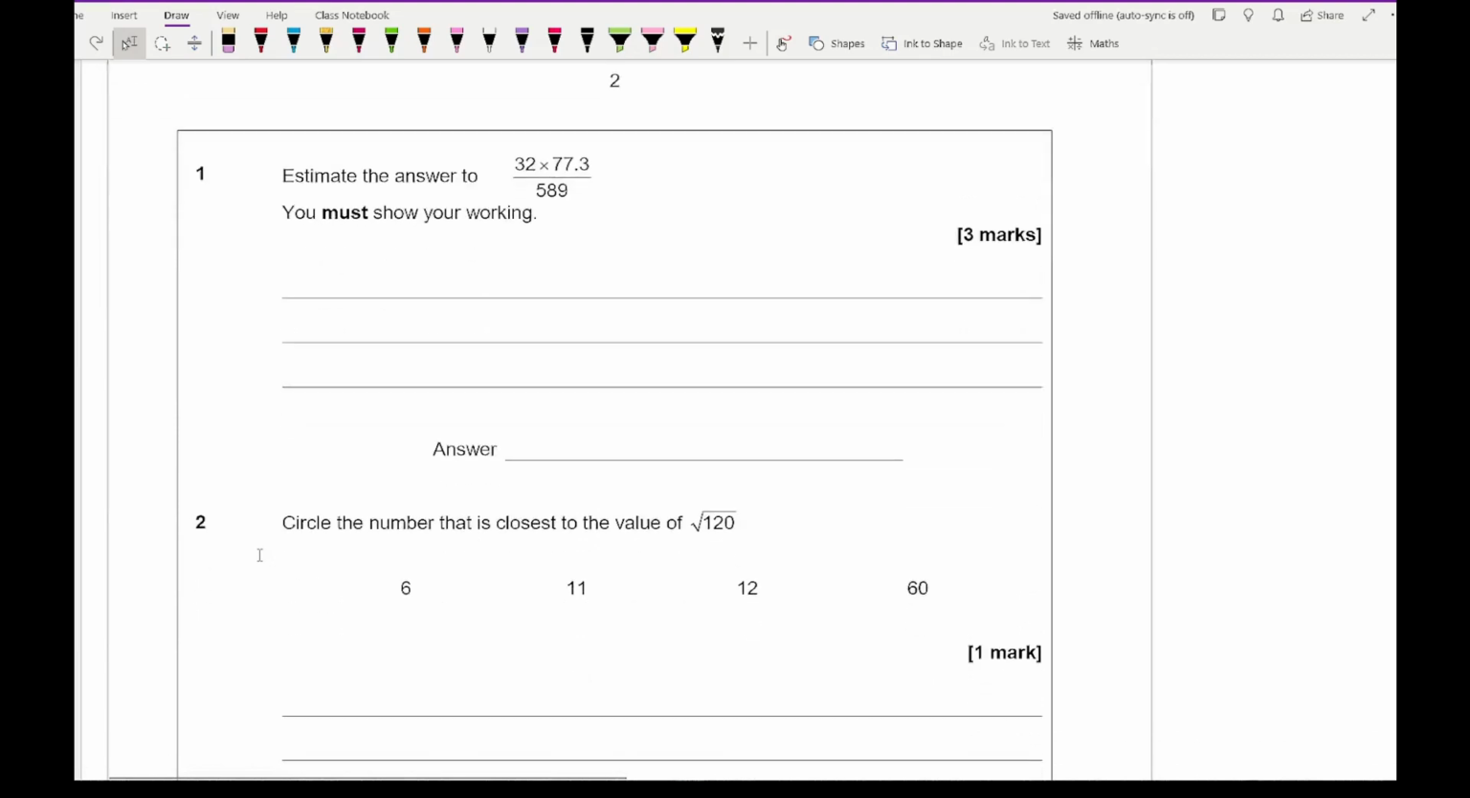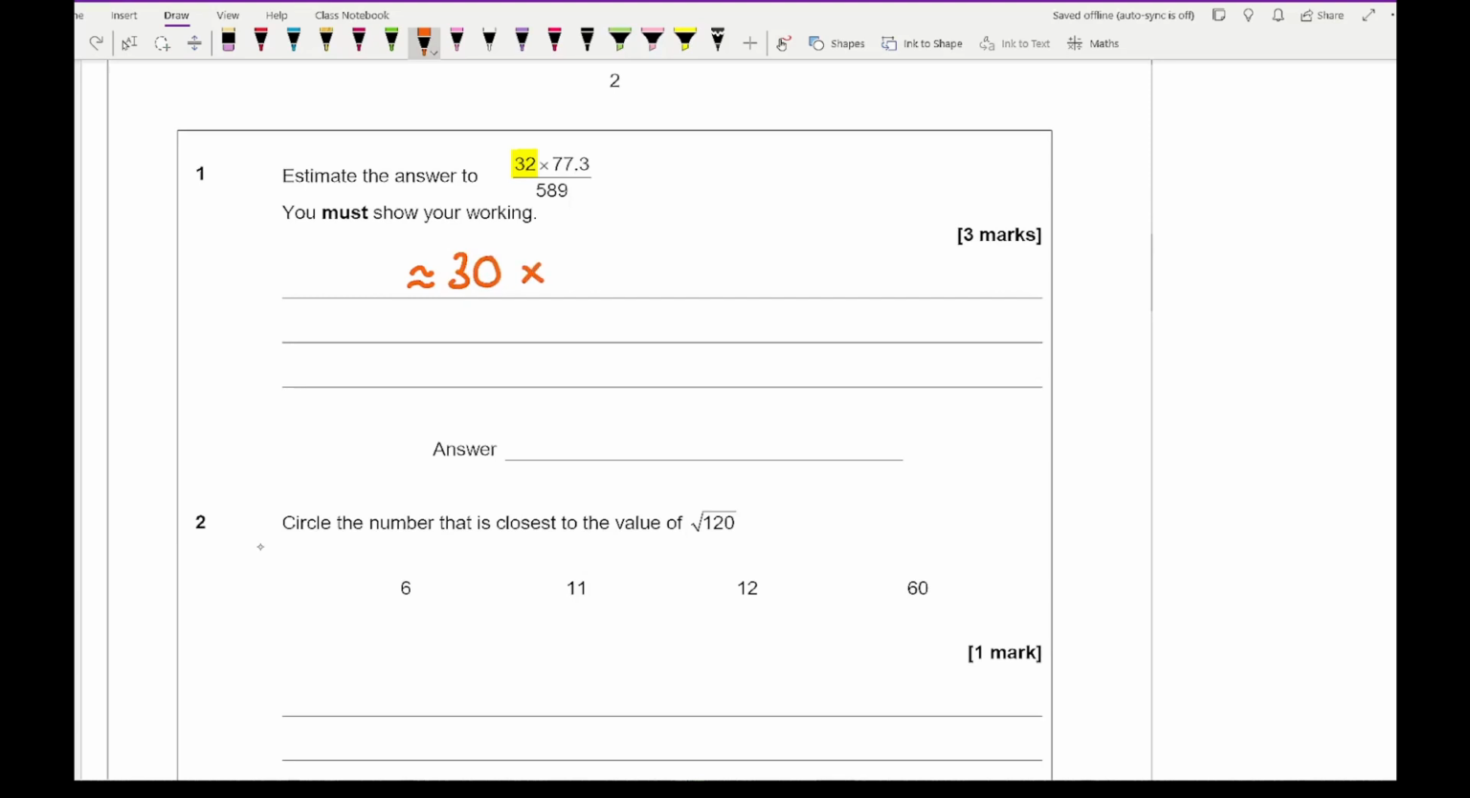So looking at question 1, it says estimate the answer to 32 times 77.3 all divided by 589. Now again, 32 seems like a number that you don't need to round because it's not a decimal, but we need to round that number regardless. So here 32 to the nearest significant figure, which is the 10s, so round this number to the nearest 10, is going to be 30, multiplied.